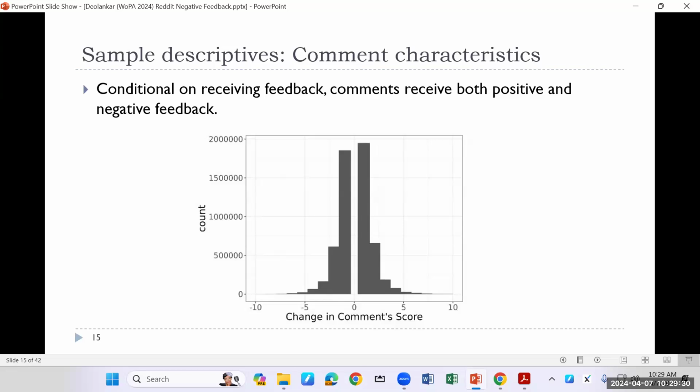The left side of 0 are those observations or those comments whose score on a given day decreased relative to the score on the previous day, meaning the comment experienced negative feedback. So you see that conditional on receiving feedback, both positive as well as negative feedback are equally common occurrences in our data. Yes, Shabasti?